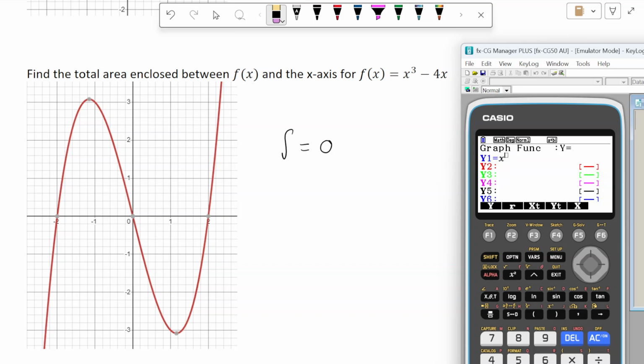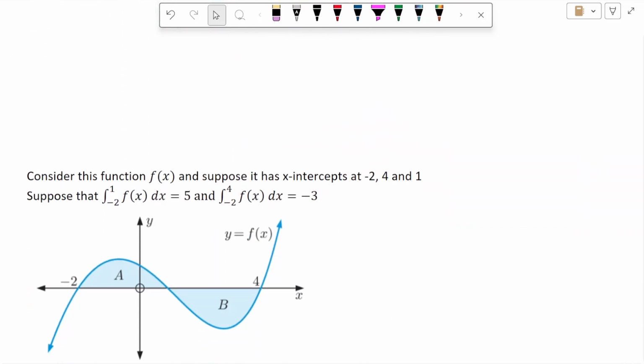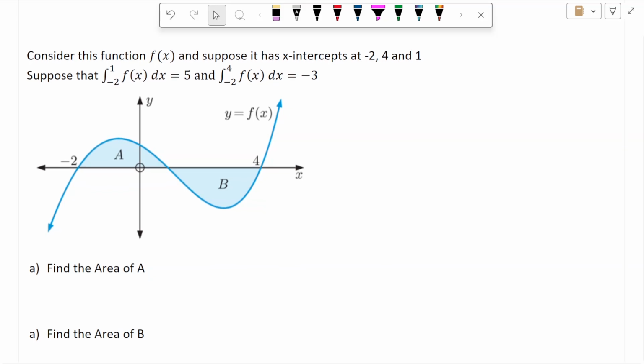But x to the power of 3, take 4x. Better make sure that x is the proper x. Shift G-solve across, integral, mixed, enter, scroll across twice to the next intercept, hit enter. The integral is 0, but the area is 8. Similar to that triangle example that we saw before, this was 4 and this was -4. So if you add up the actual areas, you get 8. Okay, one more example here.